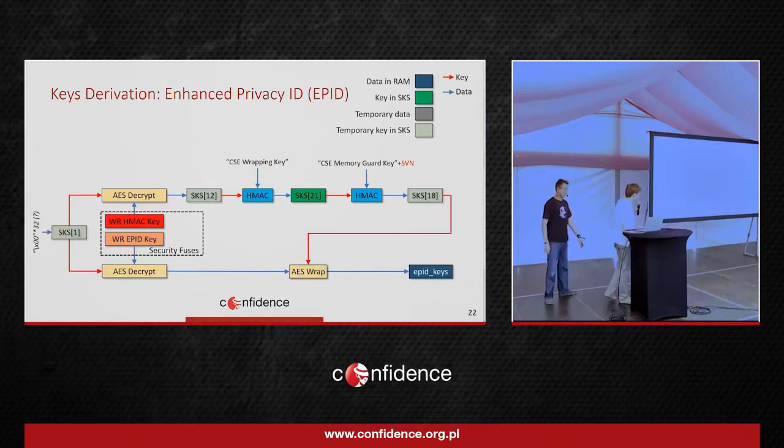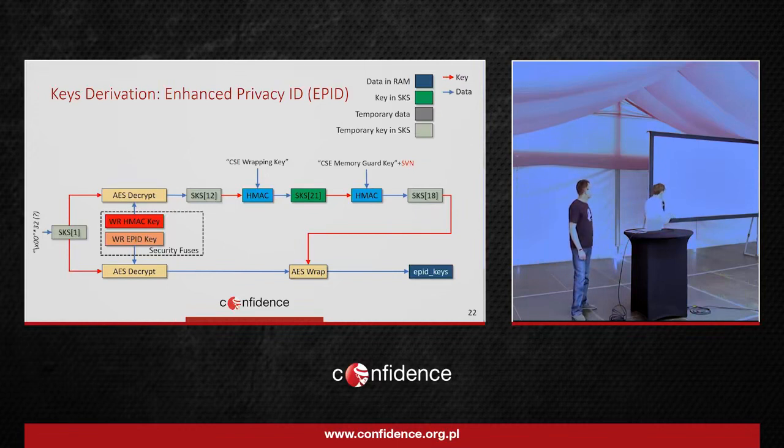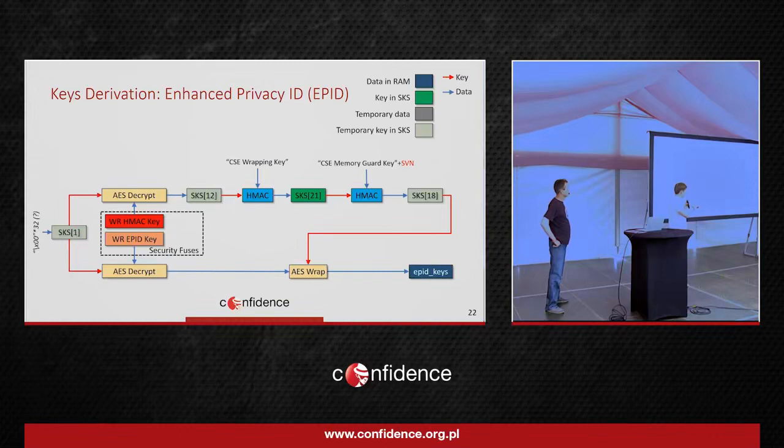Okay. We partially recovered this key. What does partially mean? We can't get any information about the wrapping key from fuses, but we can get a wrapped value and unwrap it with the key.